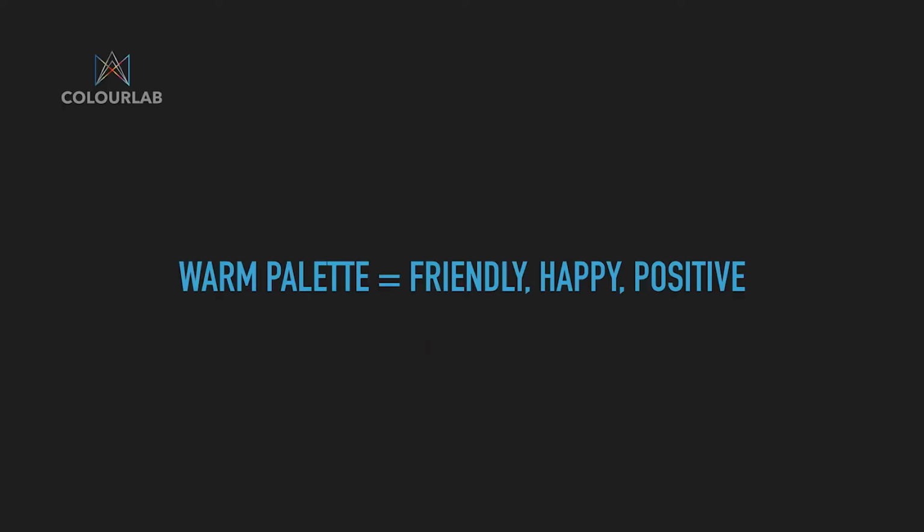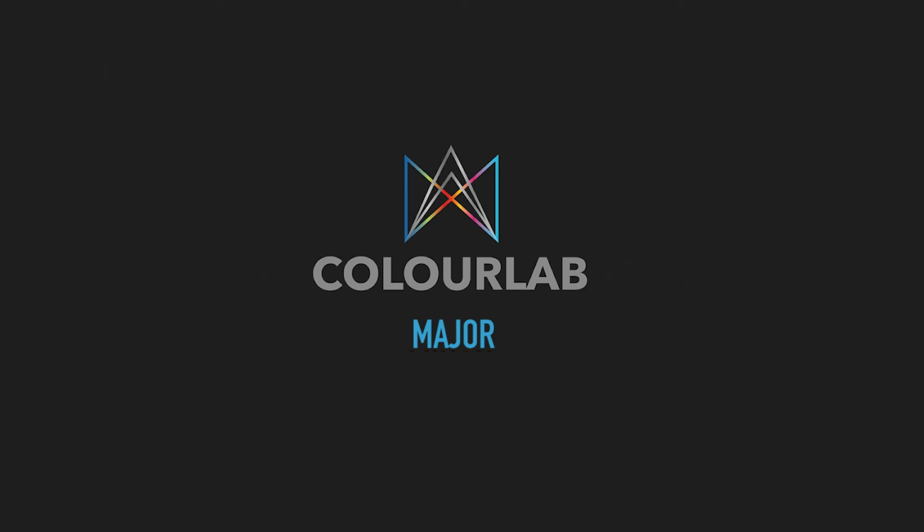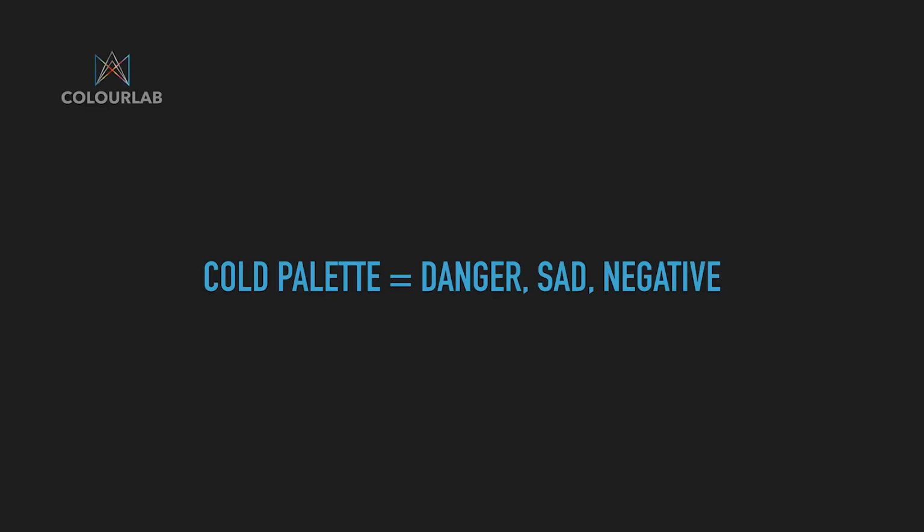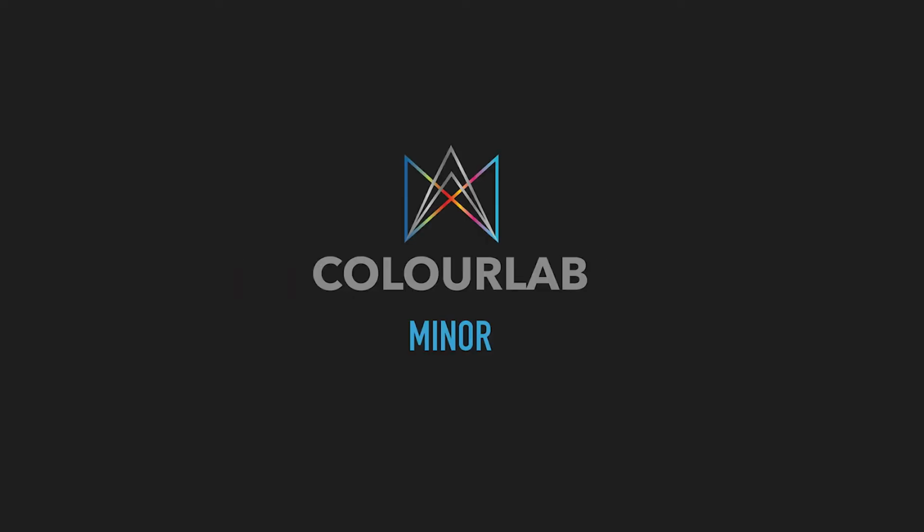The same thing is true when we look at the palettes. For example, a warmer palette is going to give us a friendly, happy or positive outcome on the viewer's emotion. In Colourlab, that means you should be selecting major palettes, and in the opposite, if you go for more danger, sad, or a negative emotion, that means you need to go for a colder palette, and in Colourlab, that means you should be selecting one of the minor color palettes.